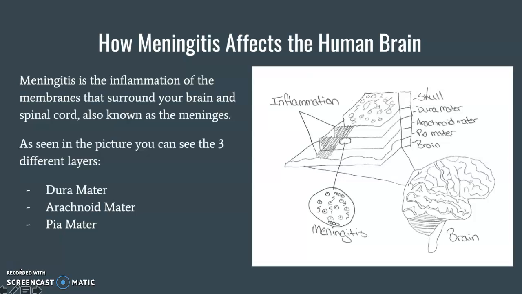So, as a virus or bacteria travels through the bloodstream and makes its way to the brain and spinal cord, an inflammation develops on these three protective membranes. The inflammation causes pressure and swelling on the brain, which then triggers the signs and symptoms of meningitis. If untreated, the inflammation will cause damage to the brain and spinal cord.